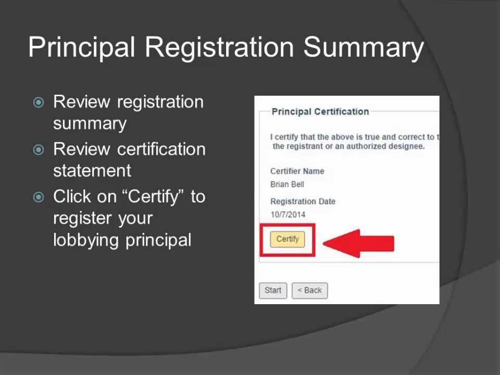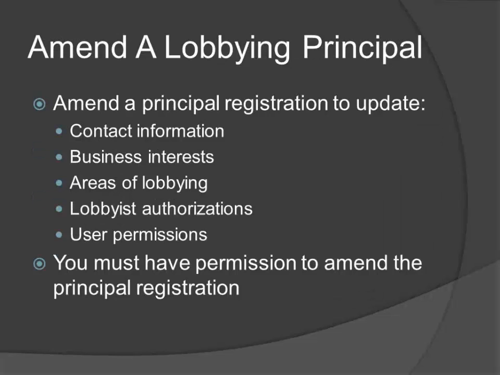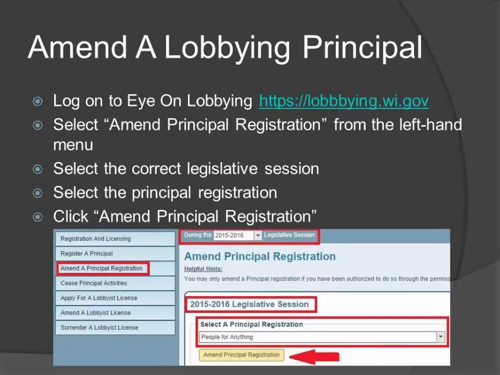You can amend the lobbying principal registration to update contact information, business interests, areas of lobbying, lobbyist authorizations, and user permissions. You must have permission to amend the principal registration. Log into ION Lobbying. Select Amend Principal Registration from the left-hand menu. Select the correct legislative session. Select the principal registration and click Amend Principal Registration.